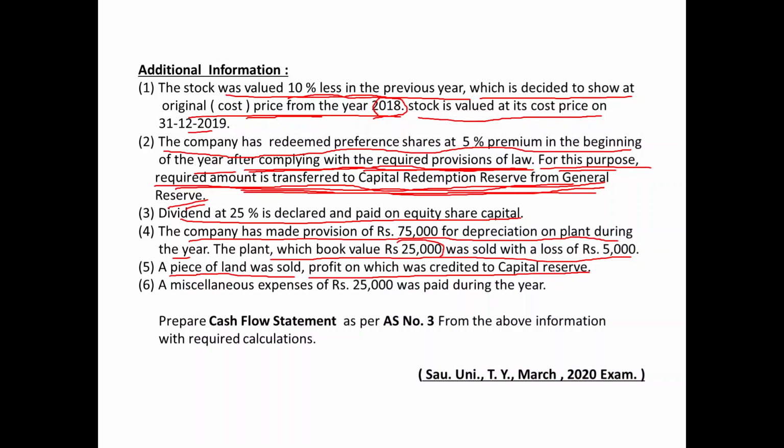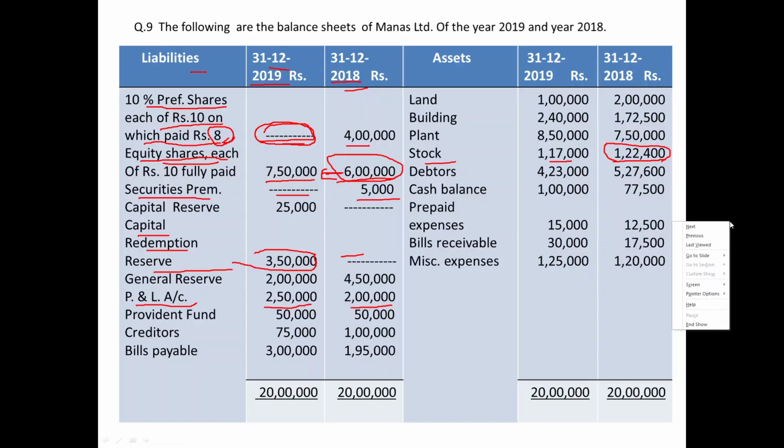We need the selling price of the land to report it in our cash flow statement. So have a look in the balance sheet. What is the position of land and capital reserve? Because the instruction is that the profit was credited to capital reserve. See the balance sheet. On the liability side, the very first item is land: opening balance 2 lakhs, closing balance 1 lakh.